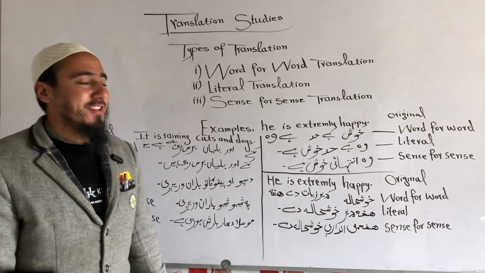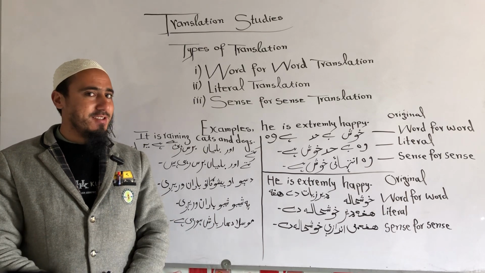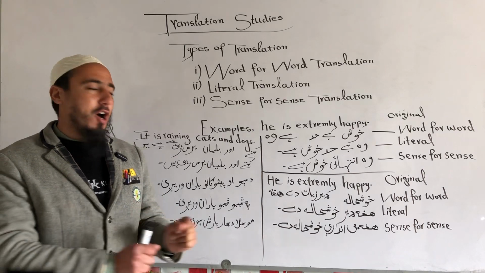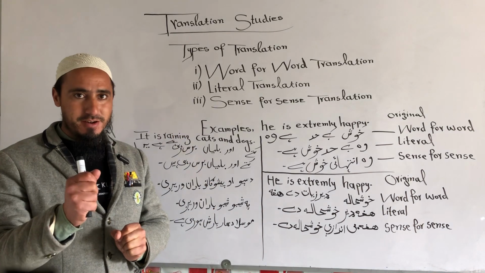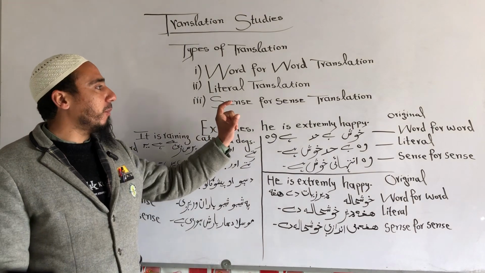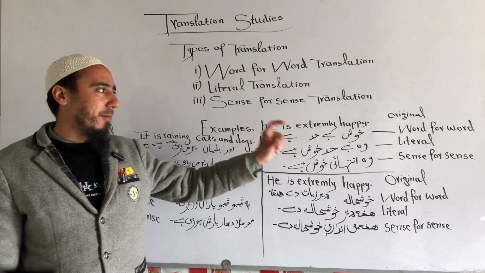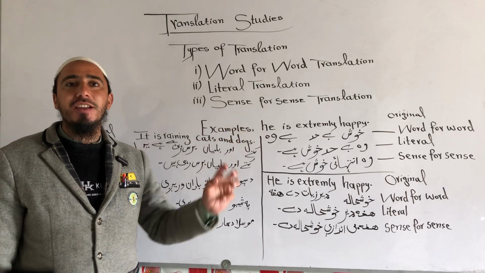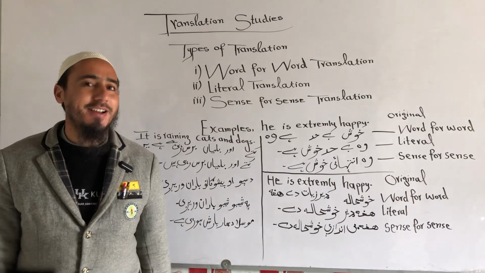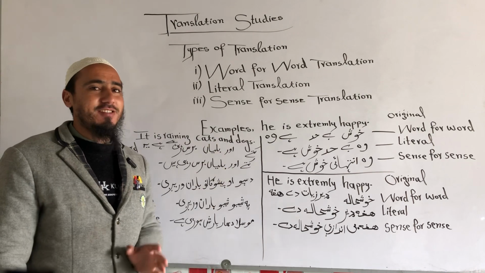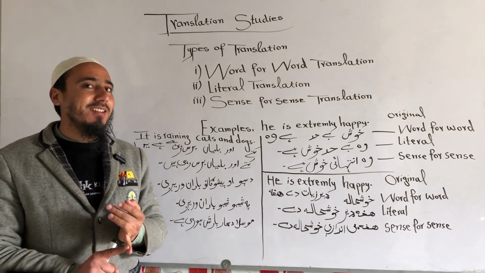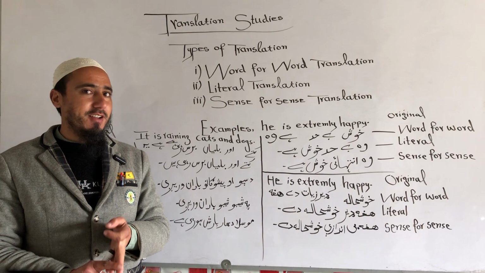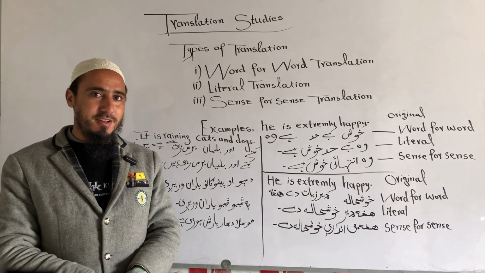Okay, now what is sense for sense translation? Sense for sense translation is a type of translation in which the meaning of the source text is transferred to the target text. But this is very interesting. Why? Because the original meaning is conveyed without any confusion. Natural flow is there. The context is clear. The concept is also clear.